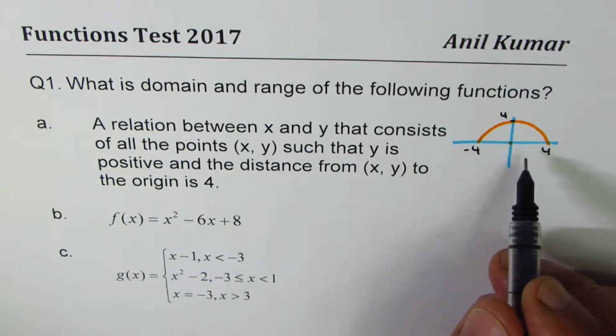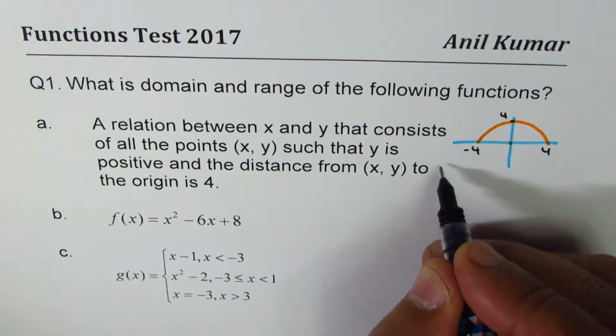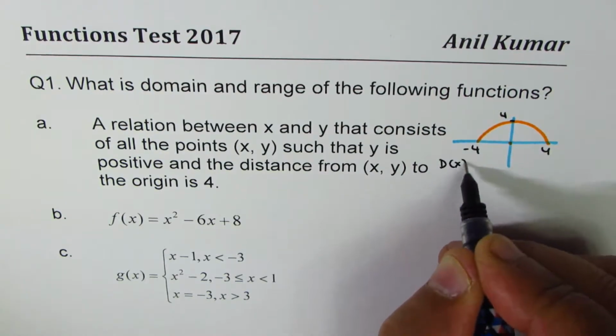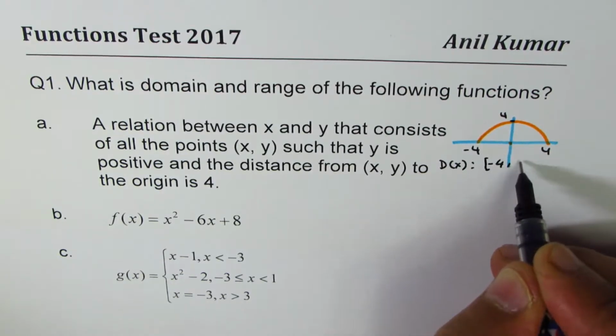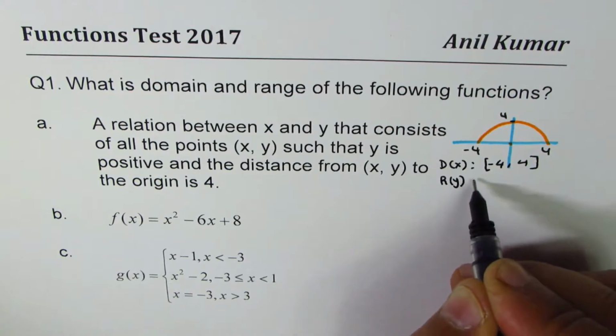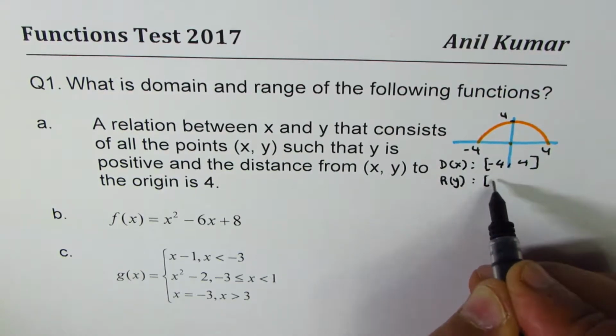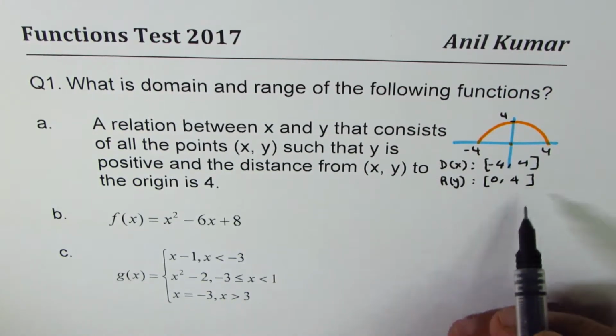And now clearly you can write domain and range, right? So in this case, domain of the function could be written as from minus 4 to 4, right? And the range can be written as from 0 to 4, correct? So we have used interval notation to write down this answer.